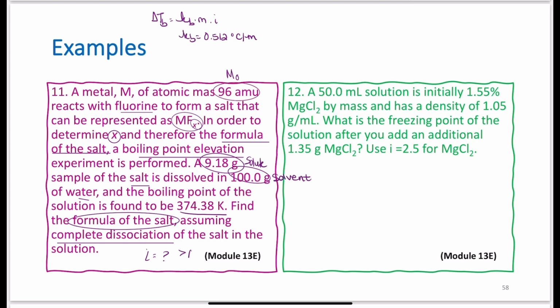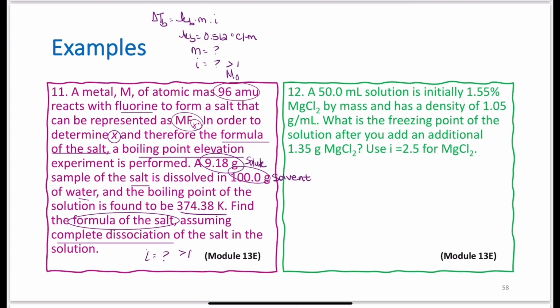I do not know my molality. I'm trying to find that because I know how many grams of solute I have, but I don't know what my solute is, so I can't find its moles. I do know my grams of solvent, though, which will be helpful in a minute. And I know my i value is something greater than 1. Okay, how am I going to go about this? I am going to basically put a placeholder in for my i value.